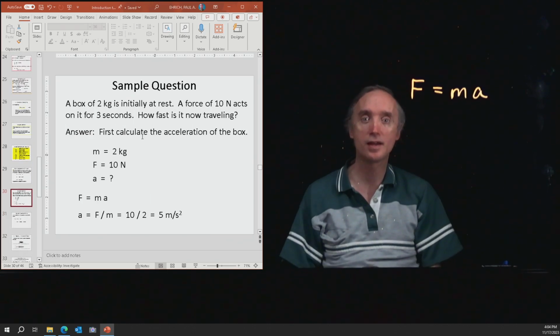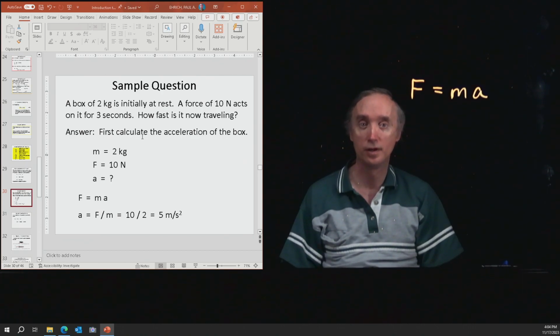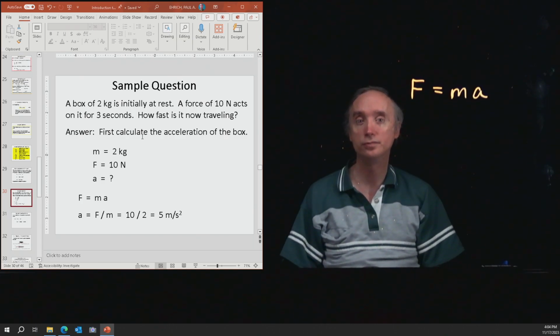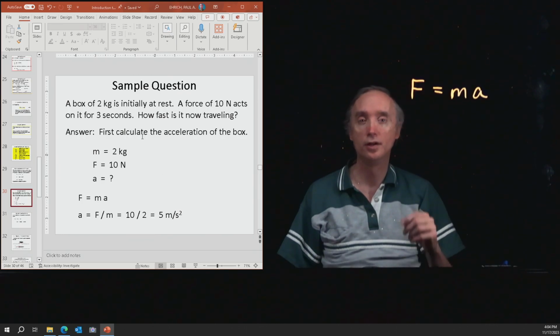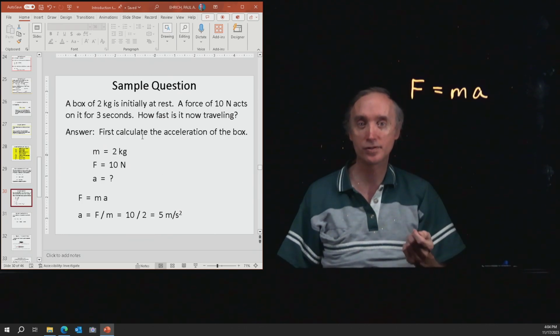So here's a sample question. A box of 2 kilograms is initially at rest. A force of 10 newtons acts on it for 3 seconds. How fast is it now going? So, first thing that we're going to do is write down what we're given. We were given the mass, that was the 2 kilograms. We also know the force, which is 10 newtons.